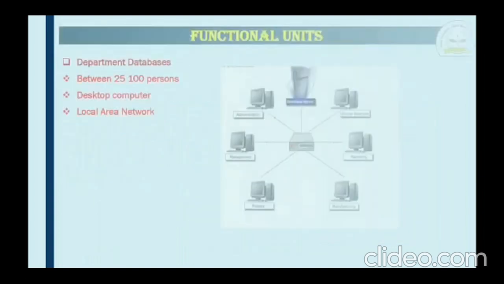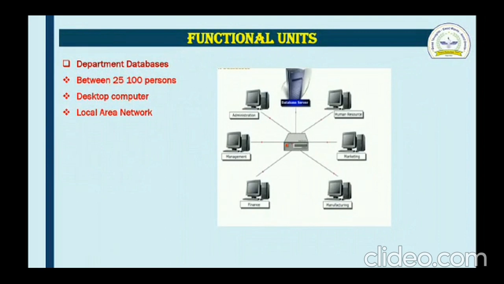Department database. A department database is a functional unit within an organization. Typical examples are human resources, marketing, manufacturing, and finance. A department is generally larger than a workgroup, typically between 25 and 100 people. Each member of the department has a desktop computer, and the computers are linked by a local area network.